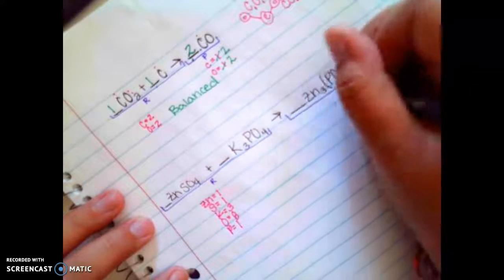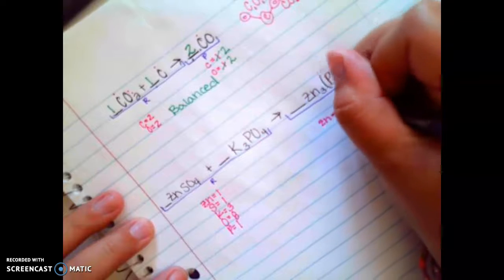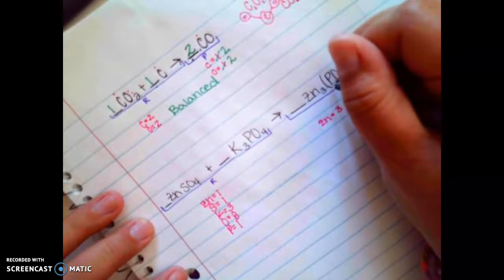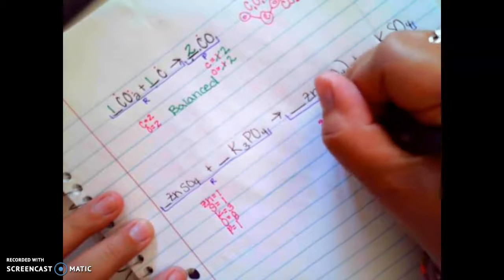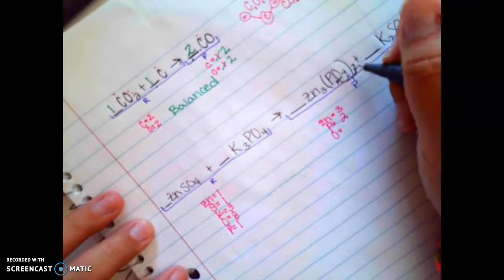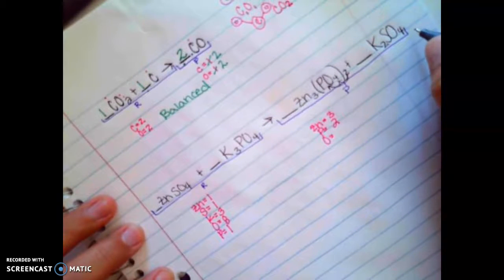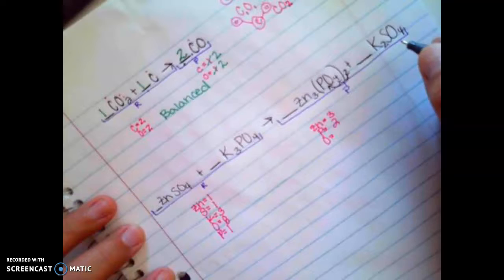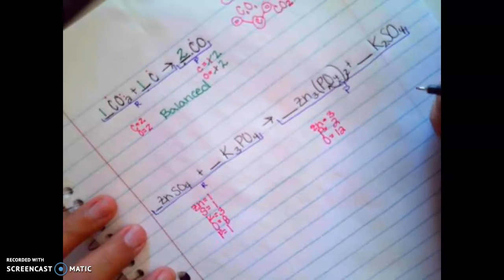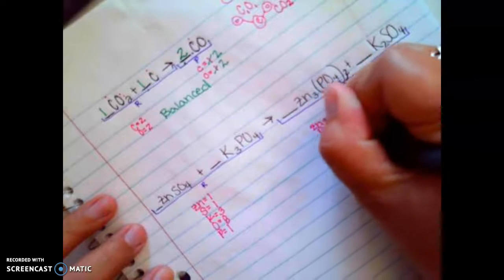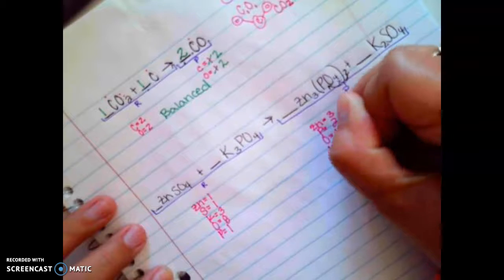Then if I go over here to my product side, Zn, I have 3 zincs right here. I have not 1 phosphorus, but 2 because of the parenthesis. I've got 8 oxygen right there, plus 4 from over here, means that we have a total of 12 oxygens. My potassium, or K, I have 2, and my sulfur, I have just 1 again.